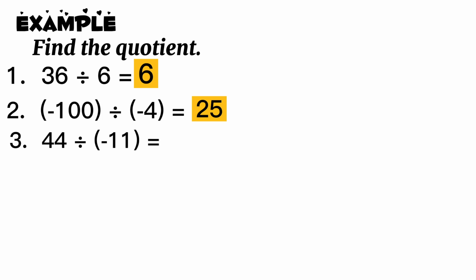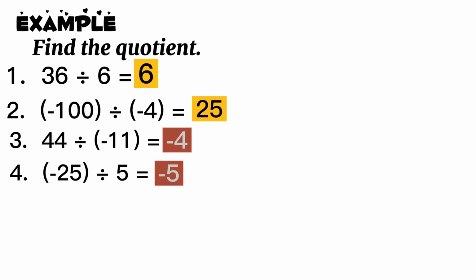Number 3, we have positive 44 divided by negative 11. Magkaiba sila ng sign, so we will use rule number 2. Positive 44 divided by negative 11 is equal to negative 4. Number 4, negative 25 divided by positive 5. Magkaiba uli sila ng sign, so gagamitin natin ang rule number 2. Negative 25 divided by 5 is equal to negative 5.